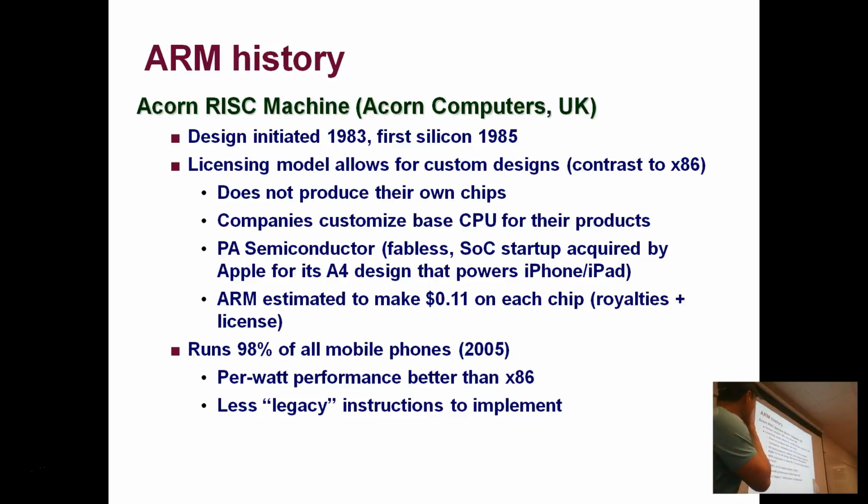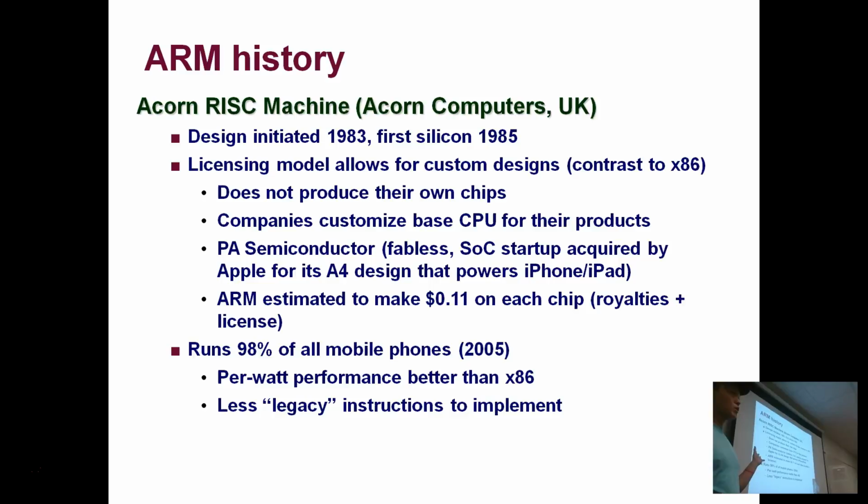So the ARM history is called the Acorn RISC machine, and it's from Britain. The design was initiated in 1983 in response to a design philosophy out of UC Berkeley. And that'll be on the next slide. Their first implementation of this kind of machine was 1985. What's interesting about ARM is its licensing model.